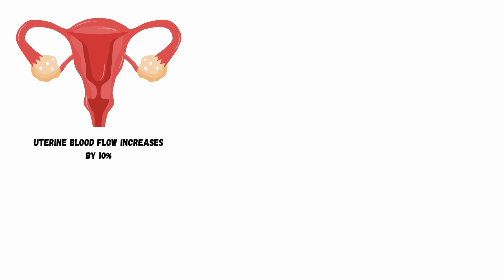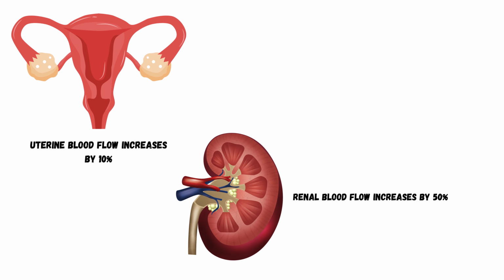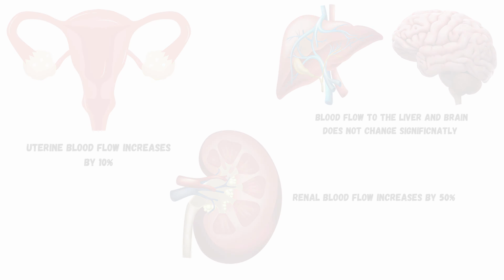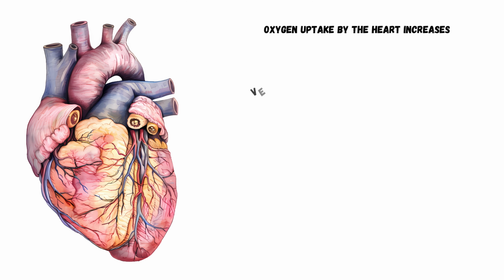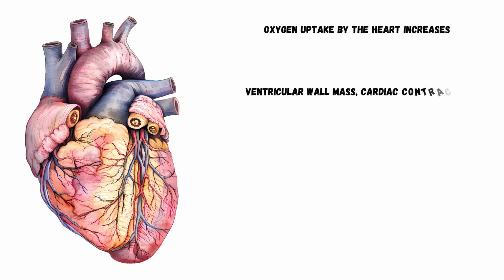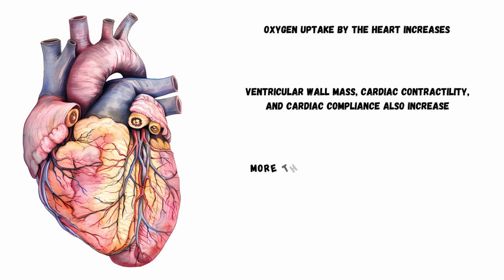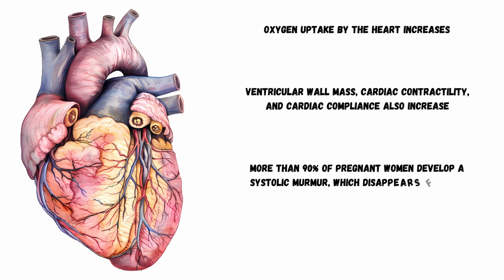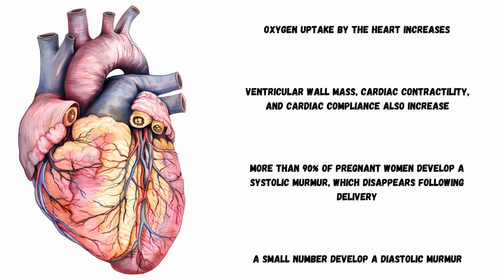During pregnancy, uterine blood flow increases by 10% and renal blood flow increases by about 50%. Blood flow to the liver and brain does not change significantly. Oxygen uptake by the heart increases. In addition, ventricular wall mass, cardiac contractility, and cardiac compliance also increase. More than 90% of pregnant women develop a systolic murmur, which disappears following delivery. A small number develop a diastolic murmur.